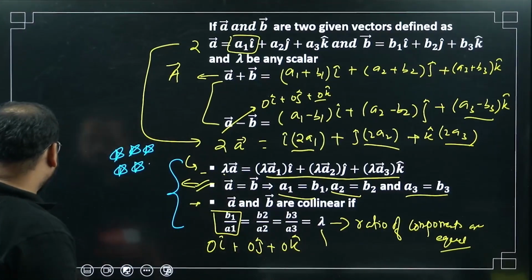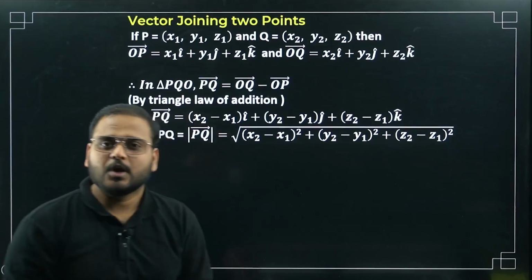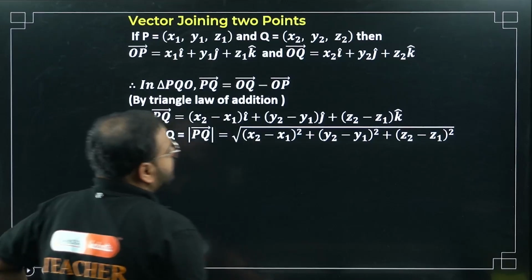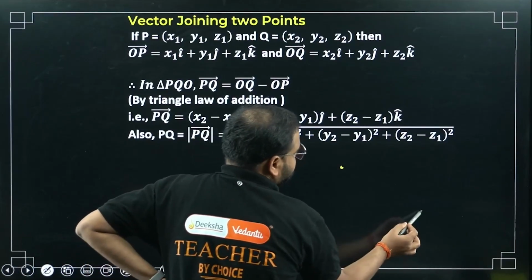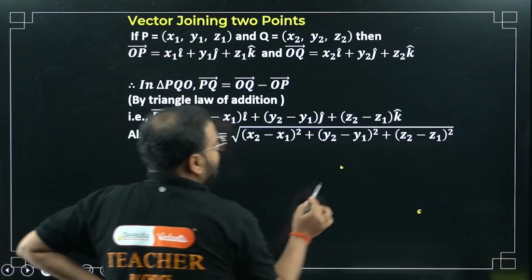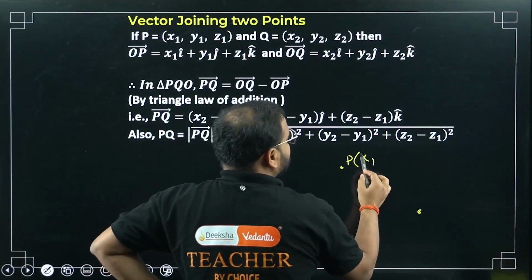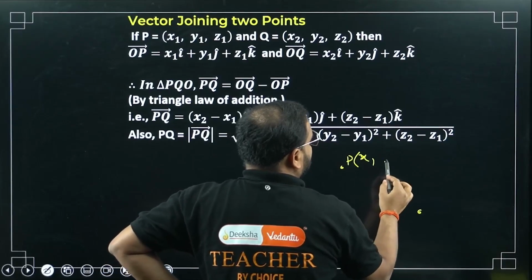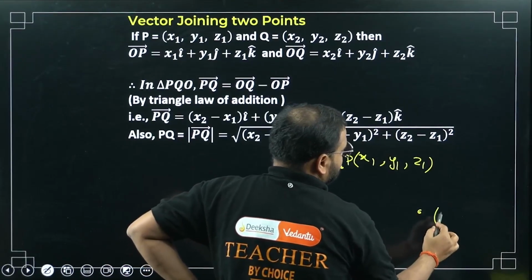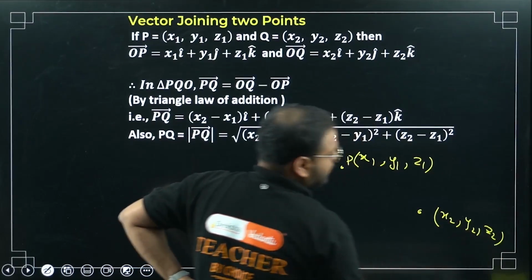Moving on to the next part, vector joining 2 points. I think I've taught you this a little bit, but let's talk about this in detail today. Let's say I have 2 points written like this. Coordinates are given as P and Q. Let's take P. They have given the coordinates to be x1, y1, z1. For Q they have given x2, y2, z2.